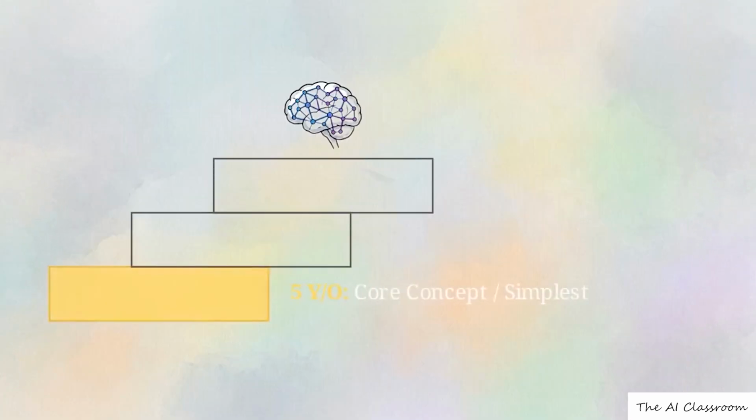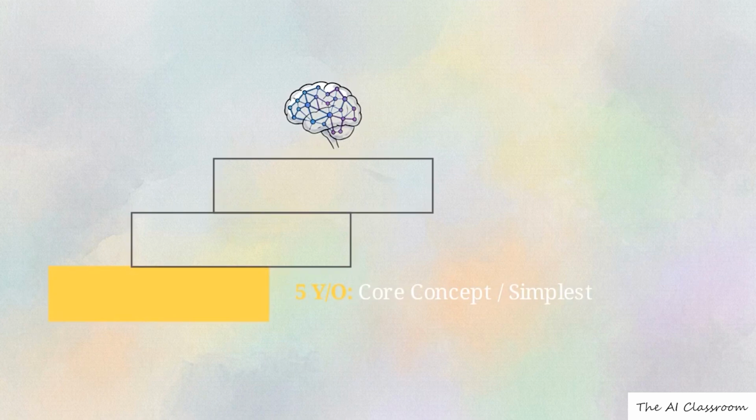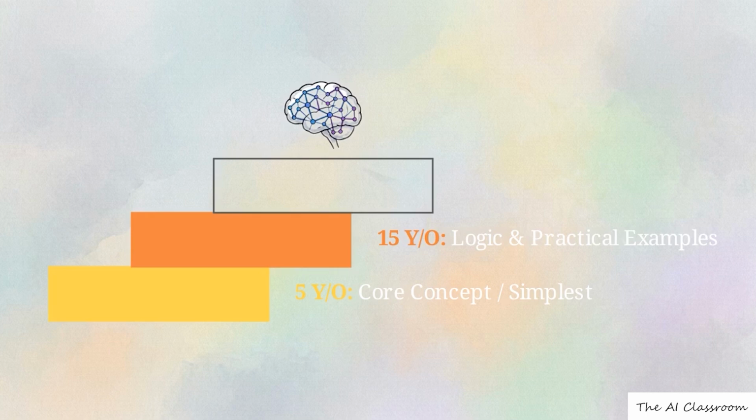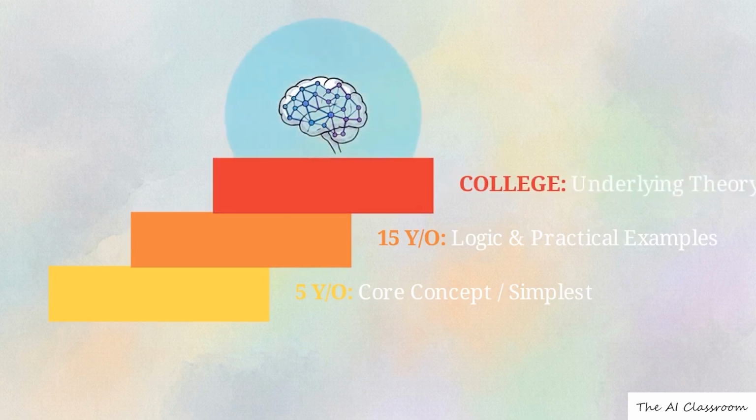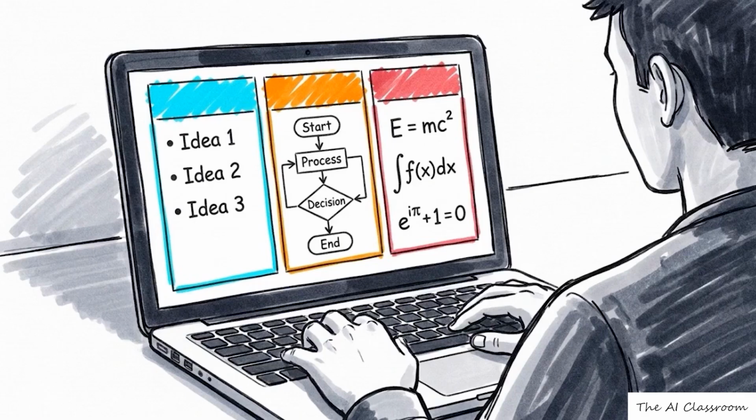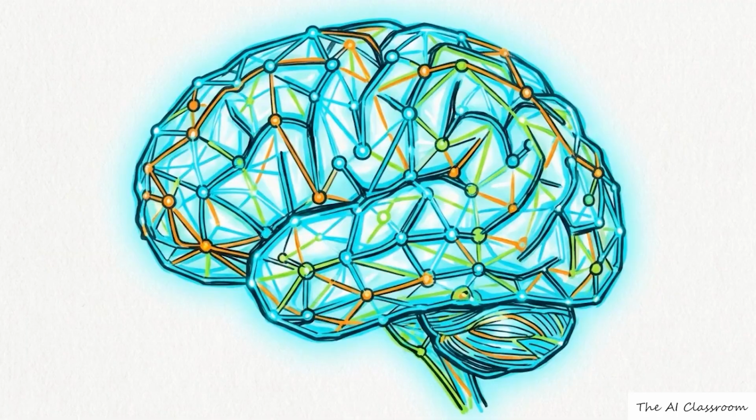Instruct the AI to explain a complex topic in 3 specific tiers. Start by asking for an explanation for a 5-year-old to get the core concept. Second, move to a 15-year-old level, where the AI introduces logic and practical examples to build on that core. Finally, ask for the explanation at a college level to learn the underlying theory and technical nuances. Moving through this hierarchy allows you to grasp foundational concepts in minutes. You're stripping away the fluff to make the theory click instantly in your brain.